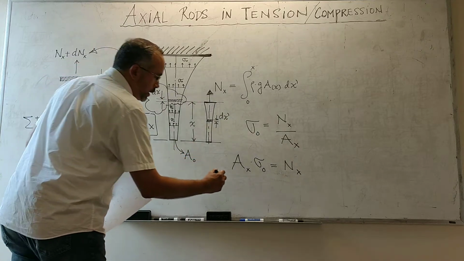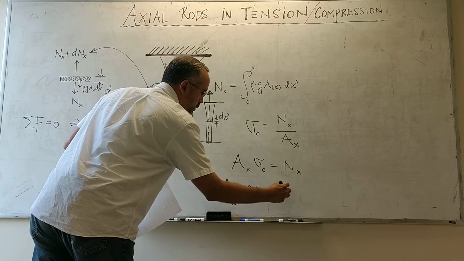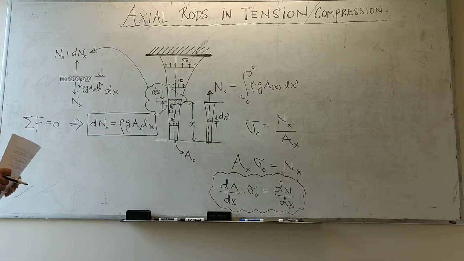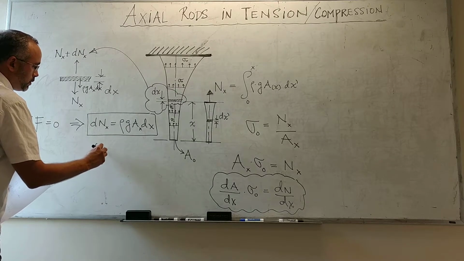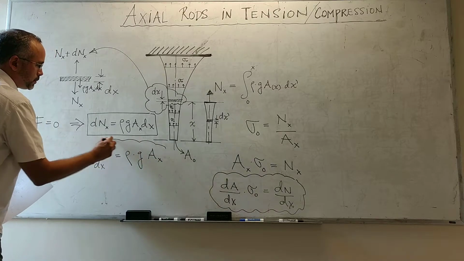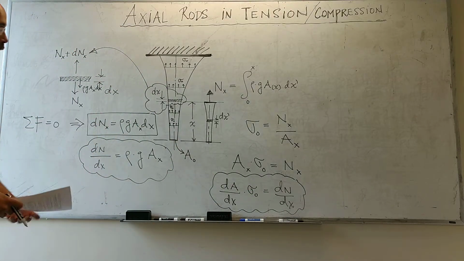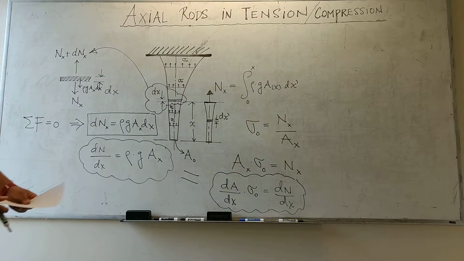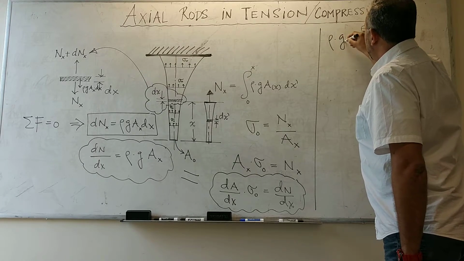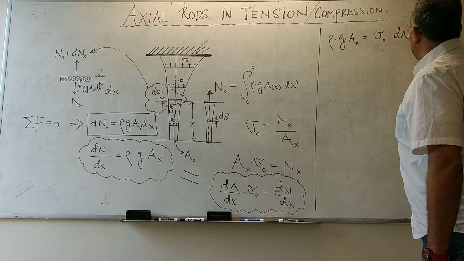If we take the derivatives of both sides, we find that dA/dx times sigma naught is dN/dx. So this is taking derivatives of both sides. And we can see here we have dN on both of these equations. So we simply need to divide by dx on both sides, and we find dN/dx. So we can set these two equations equal to each other, because they both have dN/dx. If we do that, we find that rho g A(x) equals sigma naught dA/dx.